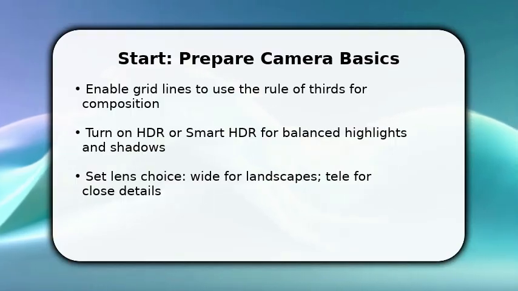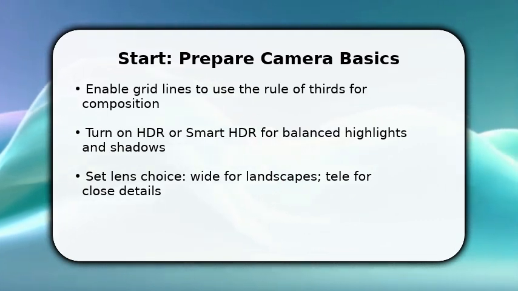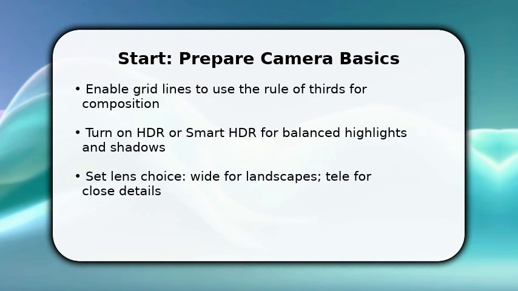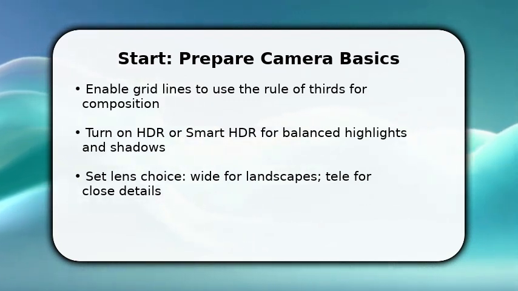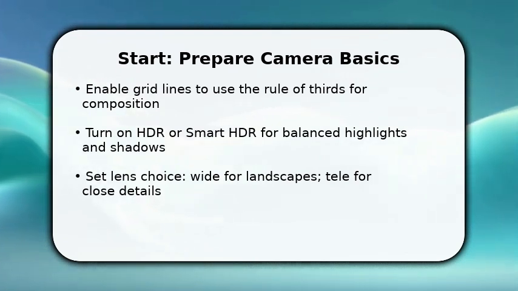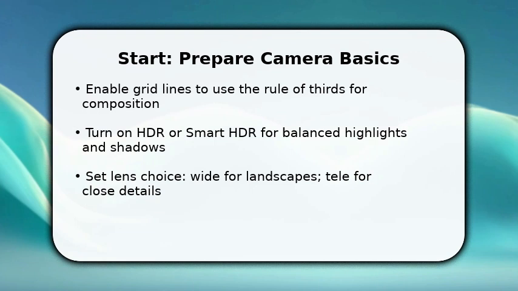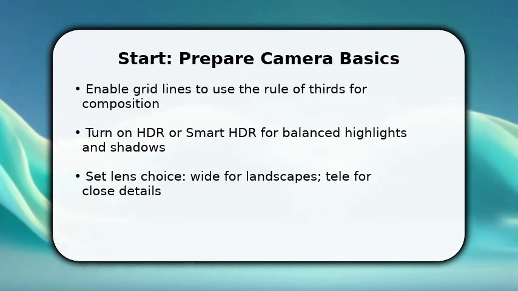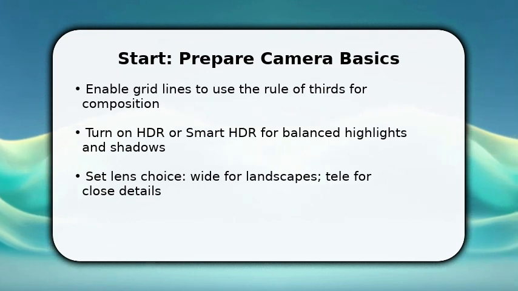You're ready to shoot now. Open the camera app and enable grid lines, then activate HDR so highlights and shadows stay balanced. Once done, pick the lens you need, wide for scenes, tele for subjects, and tap to set focus where you want it. Make sure to lock exposure or use AE/AF lock if available so the frame doesn't readjust mid-shot. Take a quick test photo and check overall brightness and composition before moving to manual controls.